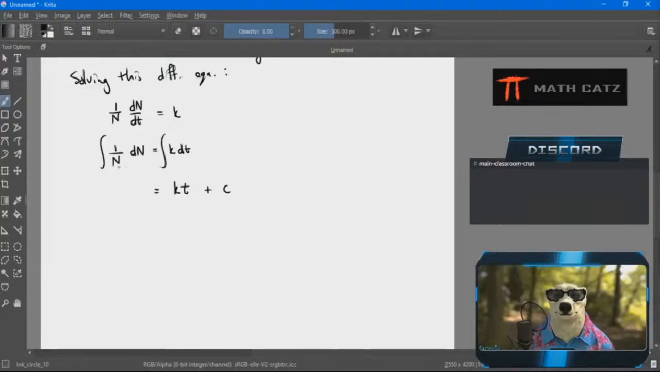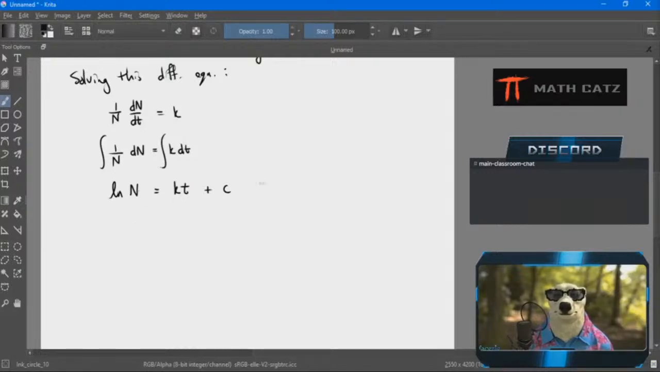Then on the left, I look at that in isolation. So n is my variable for this antiderivative question. 1 over n's antiderivative is natural log. Now, I'm not worried about absolute values or any technicalities here because we know that our population is always going to be a positive number.